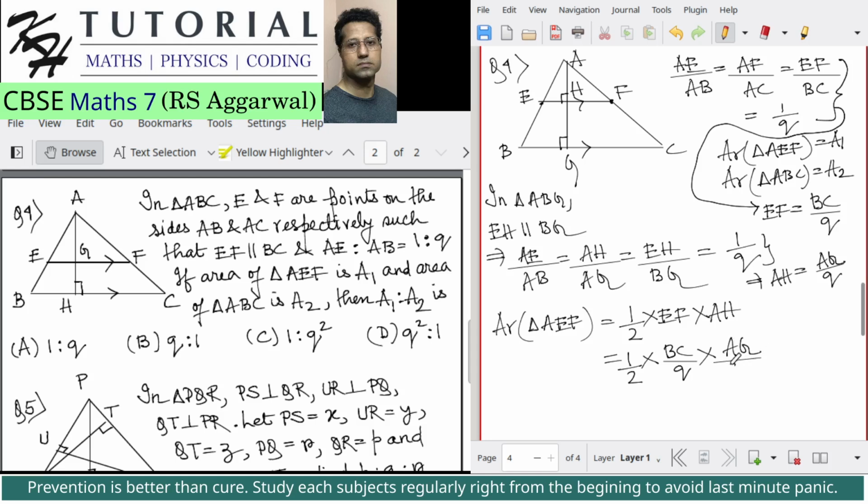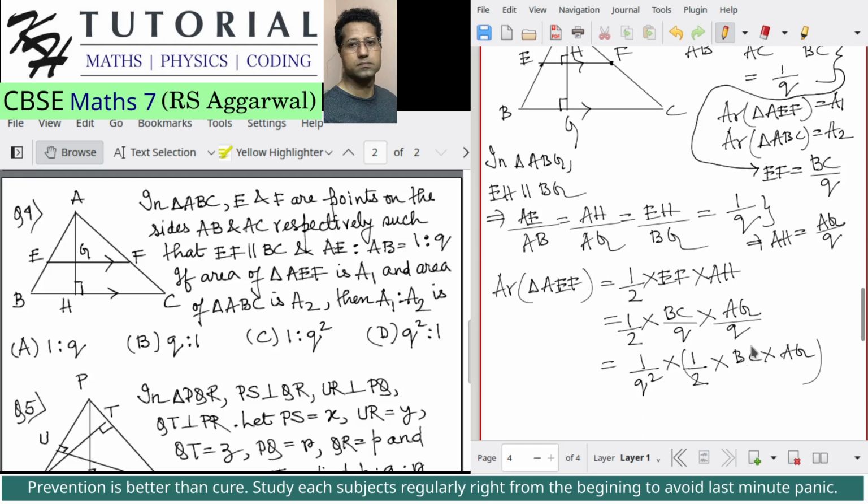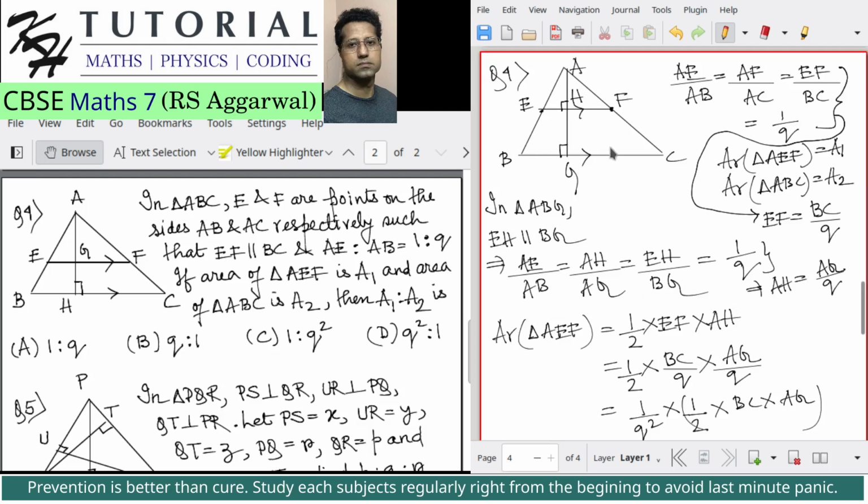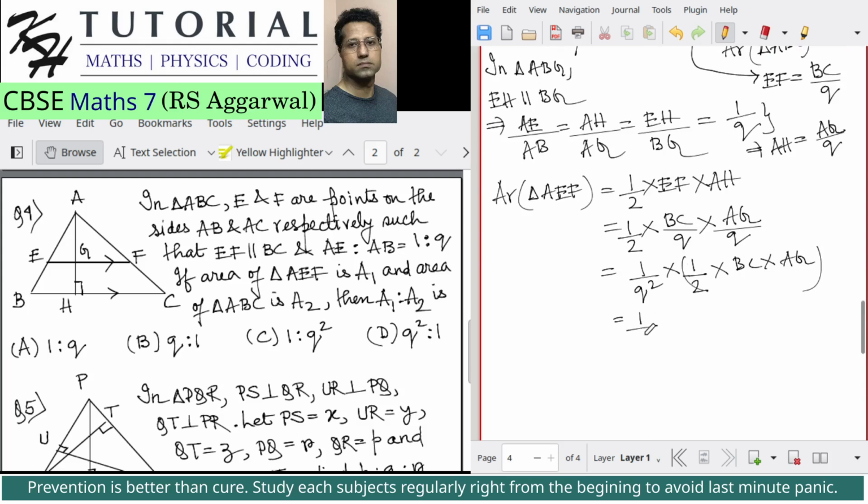Now this is equal to 1 by Q square multiplied by half multiplied by BC multiplied by AG. Now what is half into BC into AG? Half into BC into AG is nothing but the area of the triangle ABC. If we consider BC as the base, we know that AG is perpendicular to BC. So for the triangle ABC, we can consider BC as the base and AG as the corresponding height. So we can say that this is equal to 1 by Q square multiplied by the area of triangle ABC.